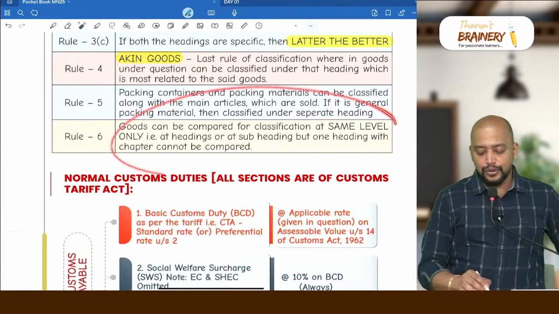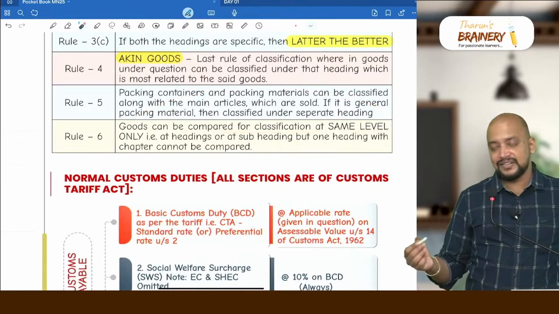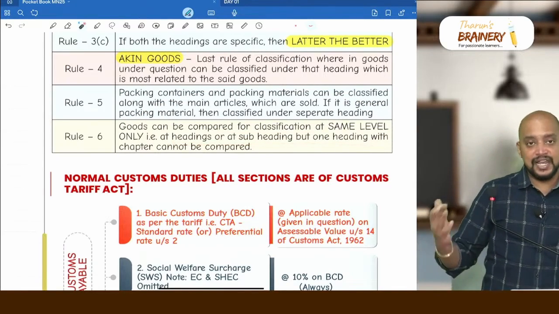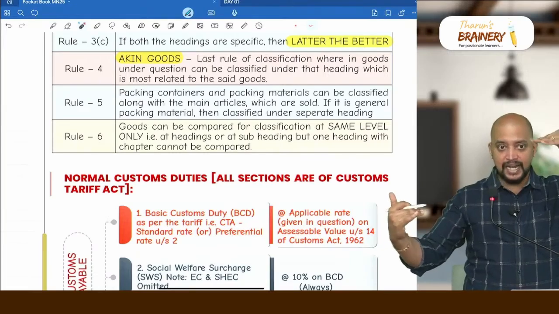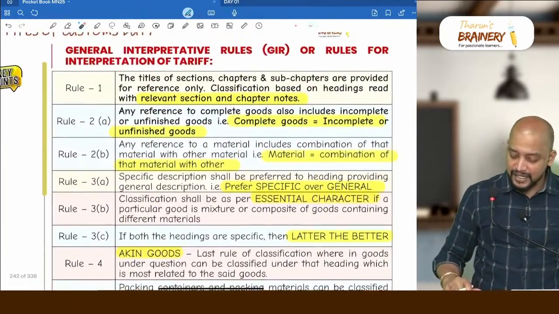Then rule 6 talks about goods being compared for classification at the same level. Same level means that headings or subheadings can be compared at the same level. Heading cannot be compared with subheading. Heading and heading, subheading and subheading, like that, only the same level can be compared. So these are some rules.